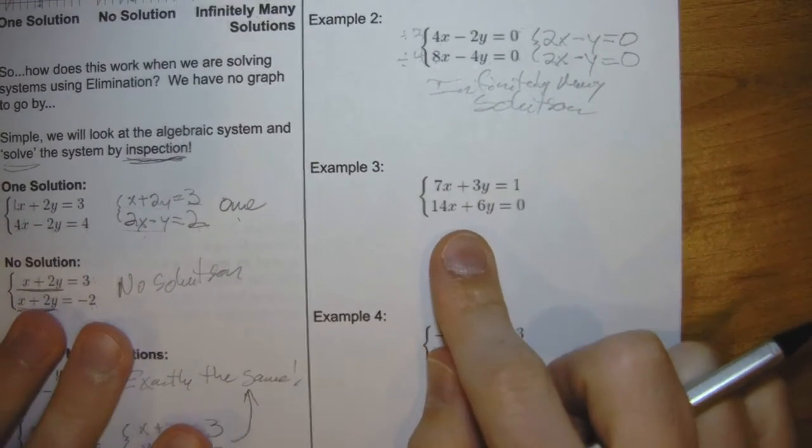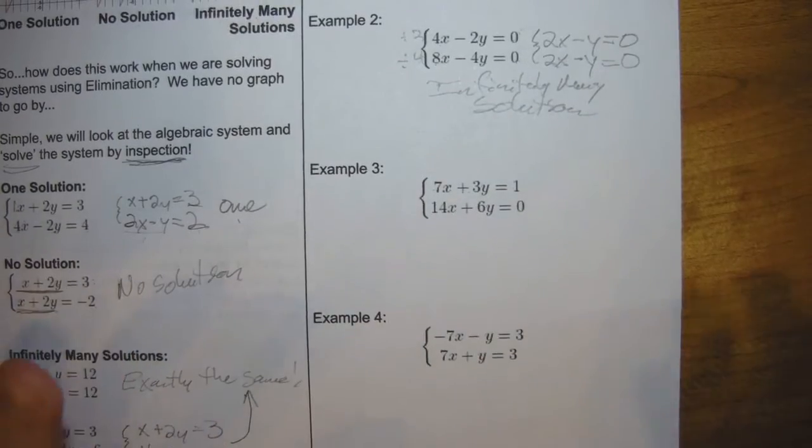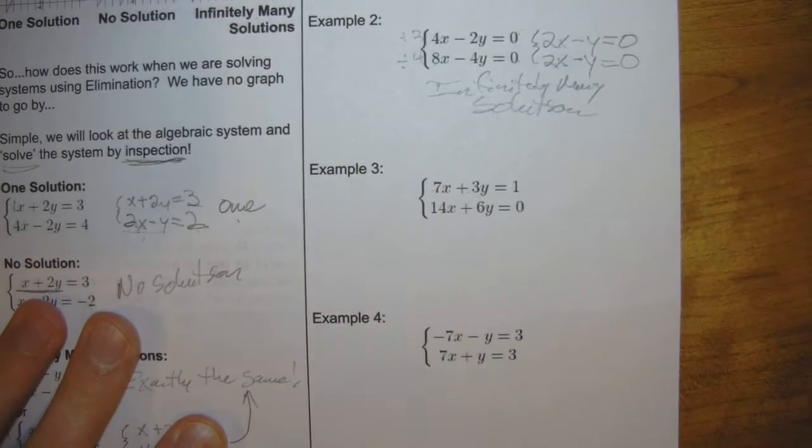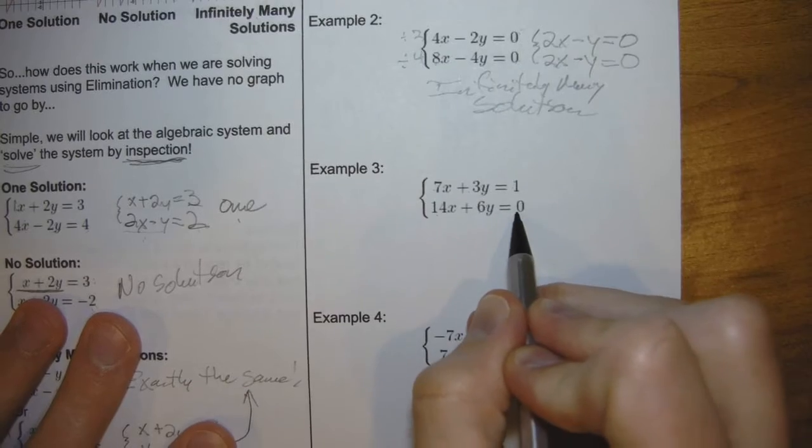All right, let's try this next one. We've got 7, 3, and 1, so greatest common factor is 1 there. That looks good. 14, 6, and 0.